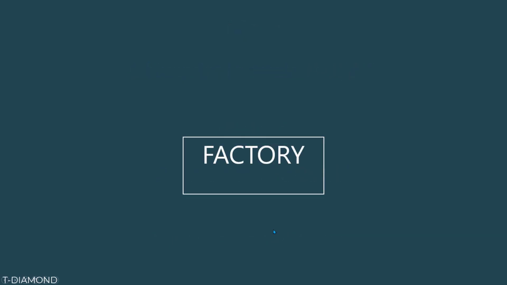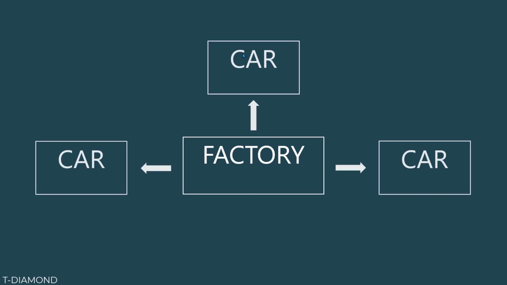Suppose that we have a factory and this factory produces cars. In order to be able to produce a car, we should have some characteristics or properties for each car. So, this factory contains the properties or characteristics of a car. For example, the color of the car, the model, and other information. So in this case, the factory is the class and each car will be an object.